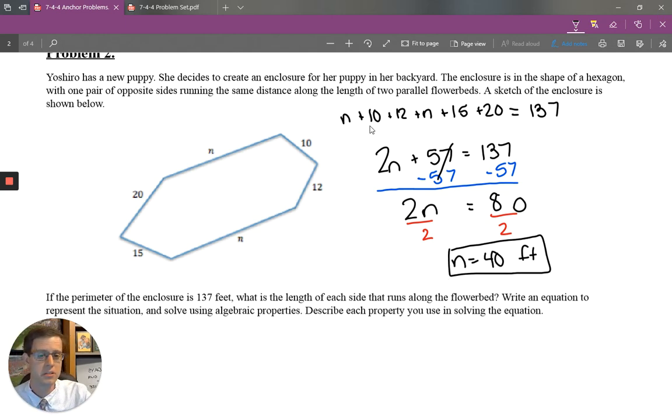So we started the question by writing down the sides, set it equal to 137 because that's the perimeter. Then we combined the n plus n to be 2n. 10 plus 12 plus 15 plus 20 was the 57. Equal 137. We want to solve for n. And so we subtracted the 57 because that's the opposite of addition. And then we divided by 2 on both sides because that's the opposite of multiplication. So we get n equals 40 feet.